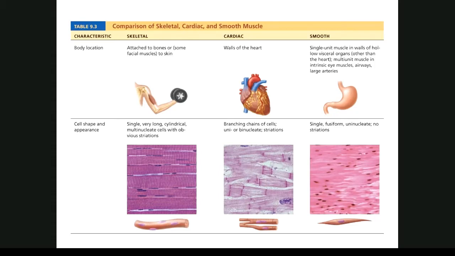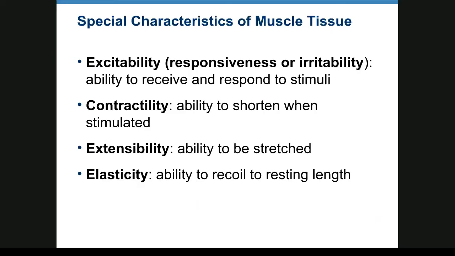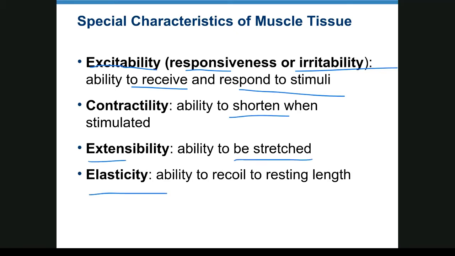of muscle. Okay, all muscle has specific characteristics. They're excitable. Another word for that is they're responsive or irritable. In other words, they receive a stimuli and they respond to that stimuli. They're contractile. They can shorten when stimulated. They're extensible. They can be stretched. They have elasticity. Once they stretch, they can recoil back to their original length.